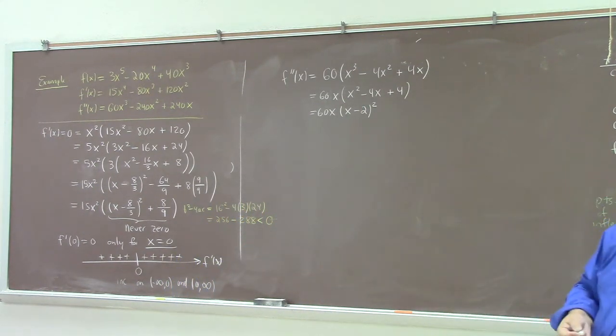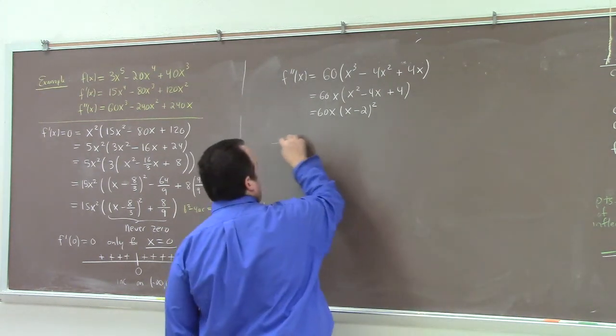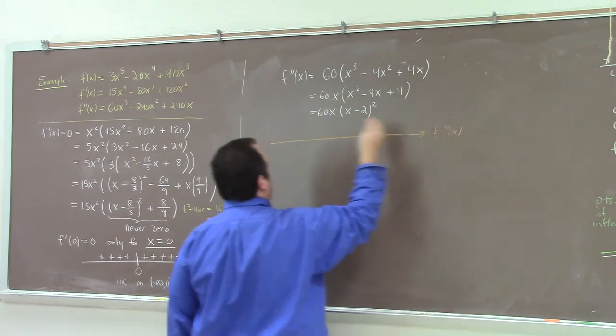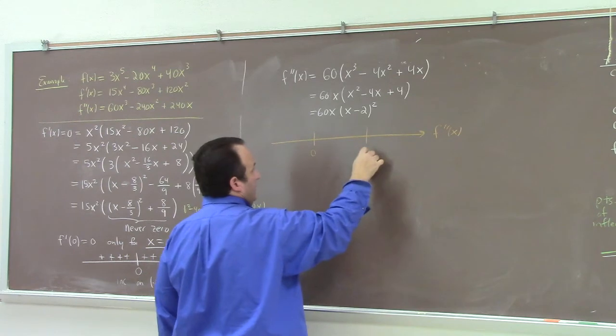Thankfully, we don't need to complete the square or anything too fancy here, right? It's a basic factoring problem. So you see then, we can make our sign chart, our f prime of x. We have possible points of inflection at 0 and at 2, right?